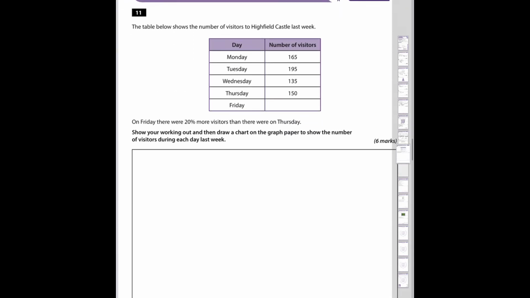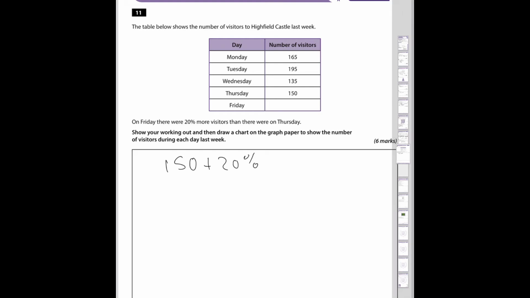Question 11. The table below shows the number of visitors to Highfield Castle last week. Monday 165, Tuesday 195, Wednesday 135, Thursday 150. On Friday there were 20% more visitors than there were on Thursday. So we need to know 150 plus 20%.